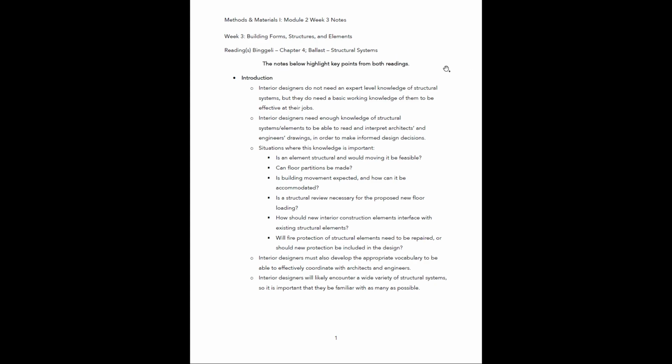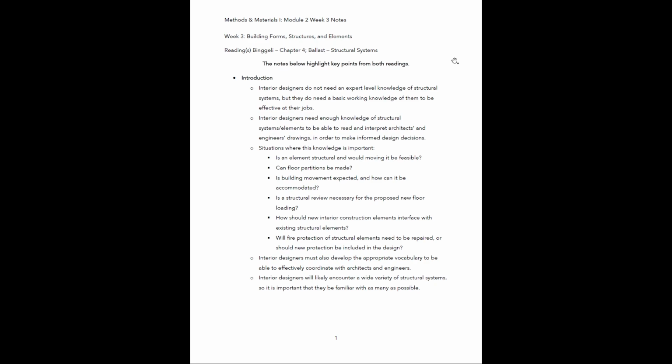This is a really long chapter in terms of the content that's in here. So we'll try to get through this as quickly as we can, but there is quite a bit here in these notes. So interior designers do not need to have an expert level knowledge of structural systems, but they do need a basic working knowledge of them to be effective at their jobs.